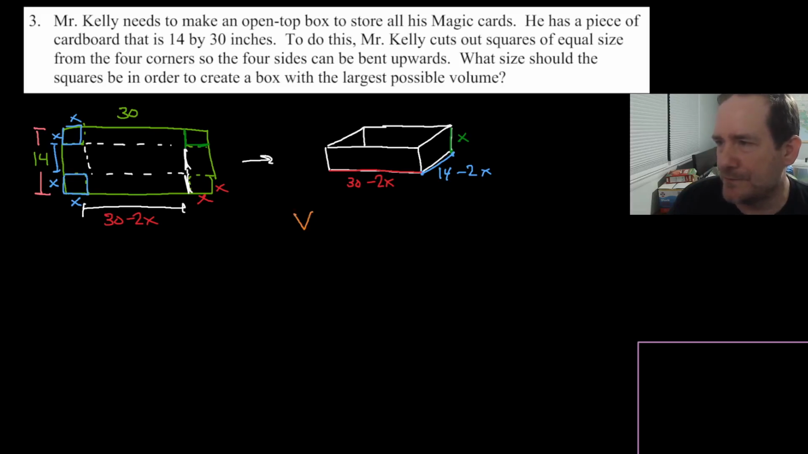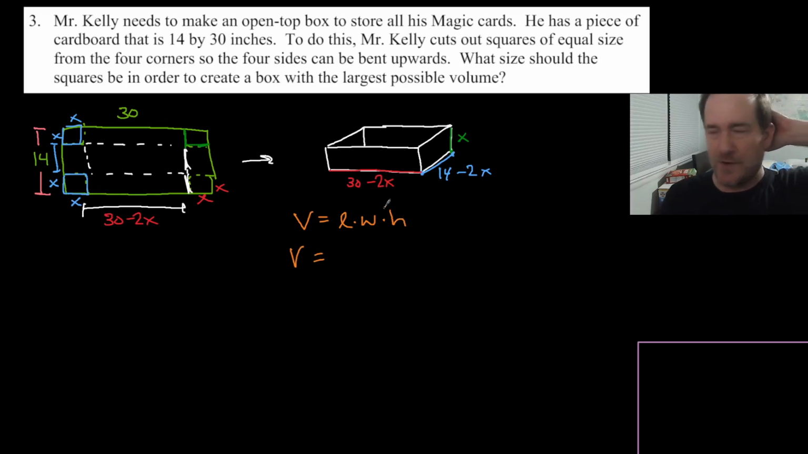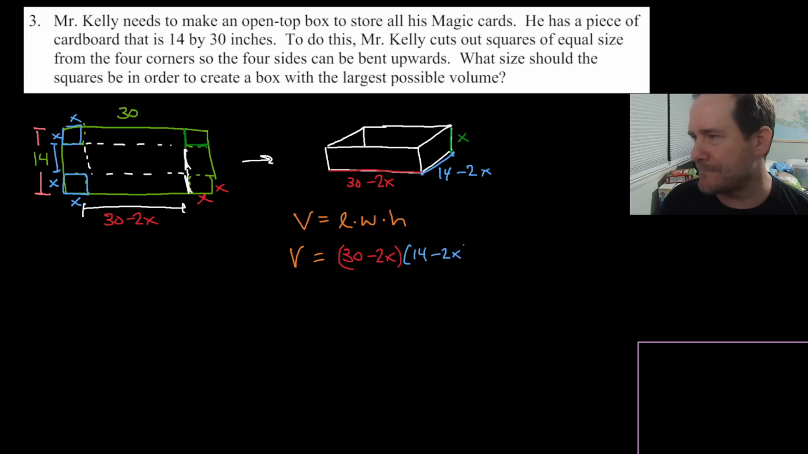We know that volume is length times width times height. So for this particular problem, we don't really have a constraint equation. The constraint is just the dimensions we were given. We still ended up with only the one variable, and we know that length is going to turn into 30 minus 2x. And our width will turn into 14 minus 2x. And for our height, we'll still have this straggling old just x value. All right, so this is the equation I want to maximize.